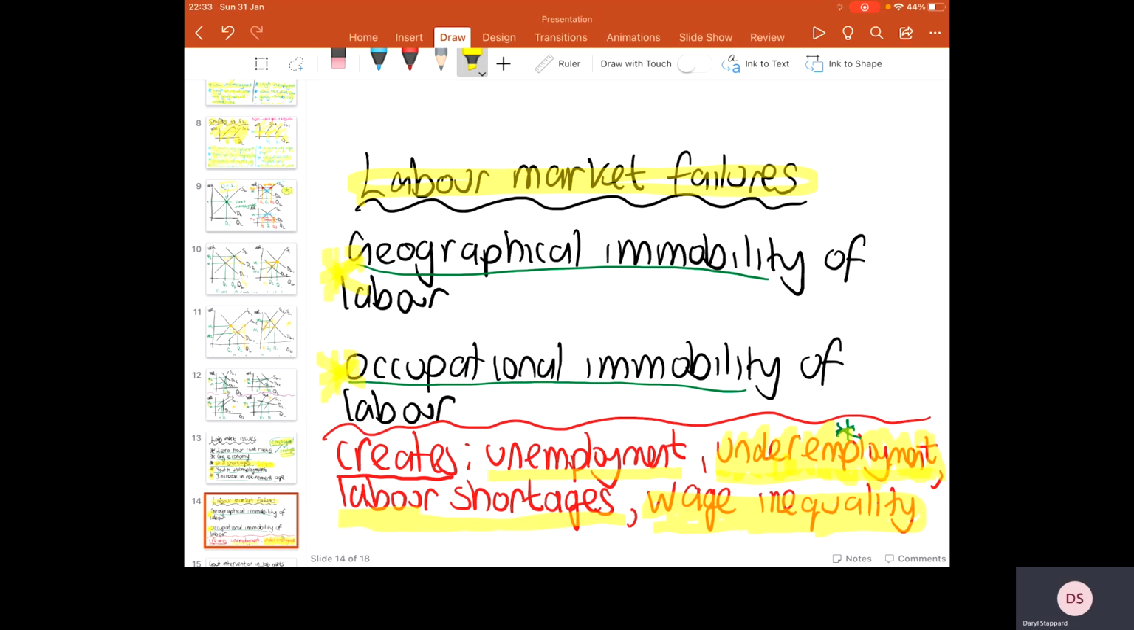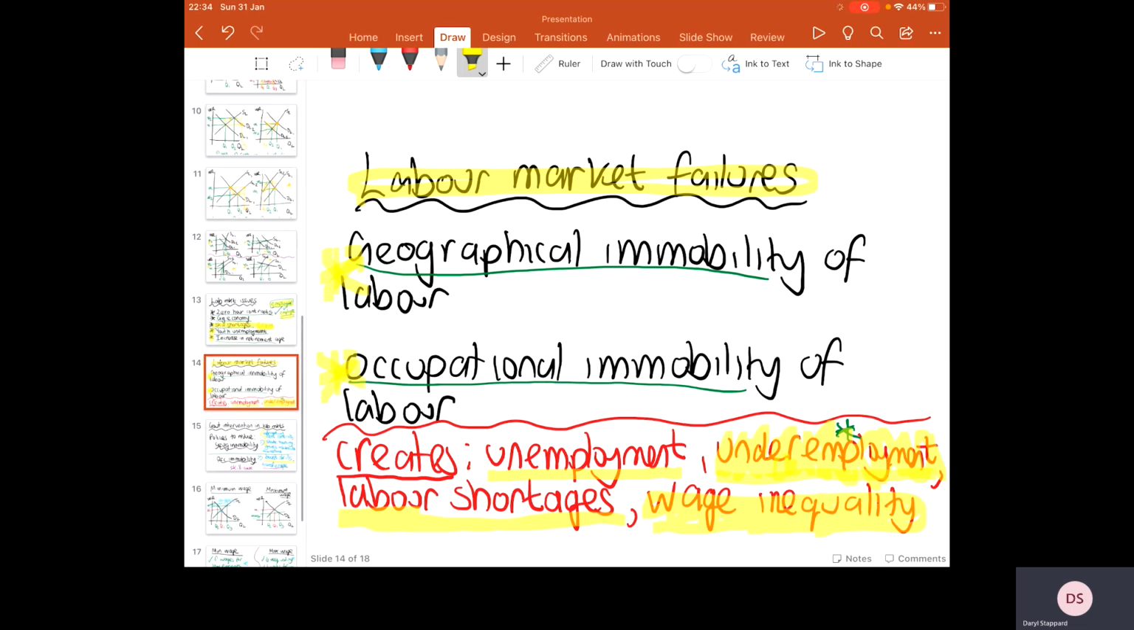But if you lack the skills to do them, again, you're forced to accept lower paid work. So everyone, in effect, the only reason why some people earn more than others is that there are barriers that stop people moving into better paid work. And that could be driven by either geographical or occupational problems.